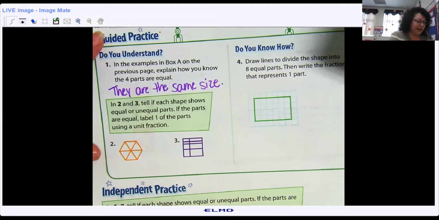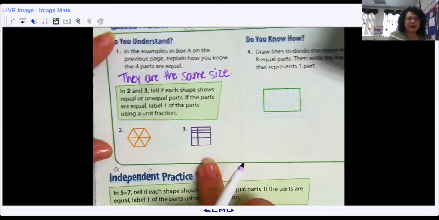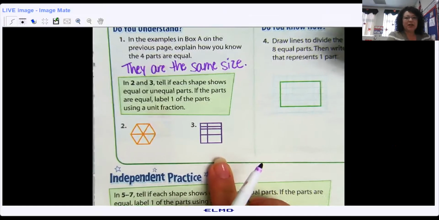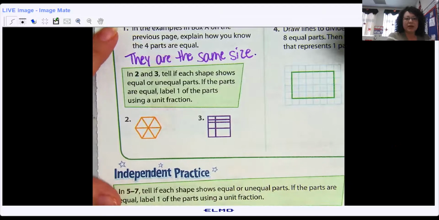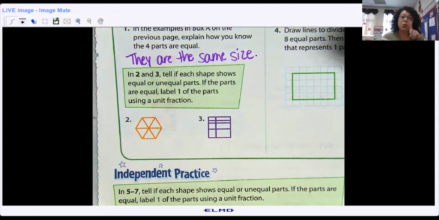Let's look at 2 and 3. In 2 and 3, tell if each shape shows equal or unequal parts. If the parts are equal, label one of the parts using a unit fraction. Remember, unit fraction means 1 part. You just have to remember that.